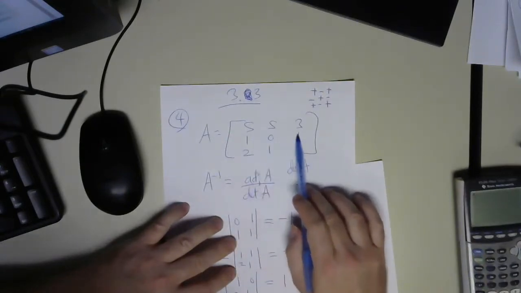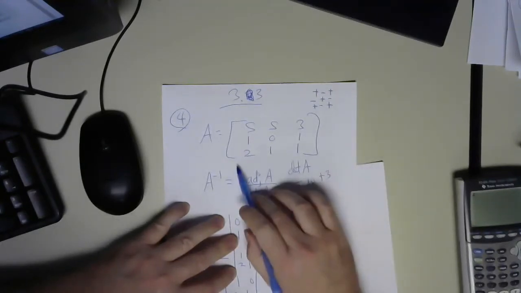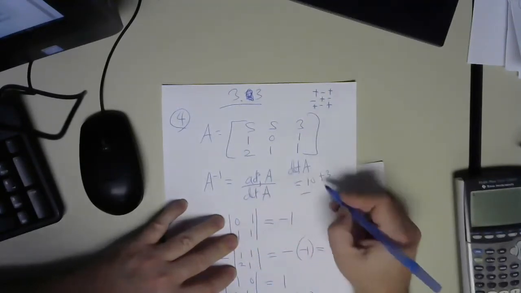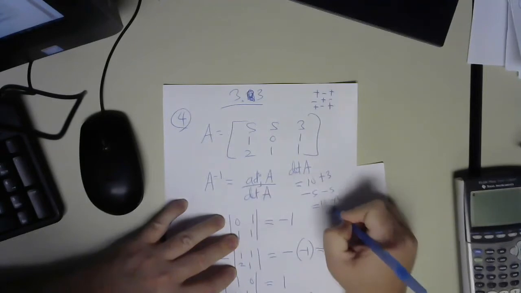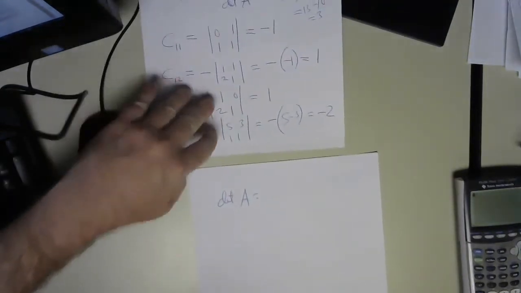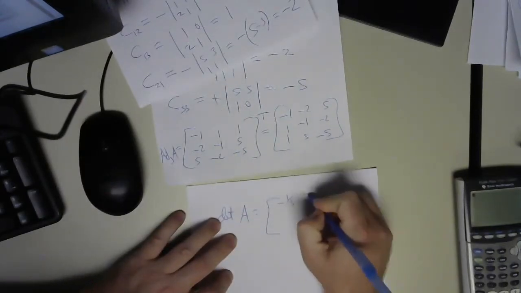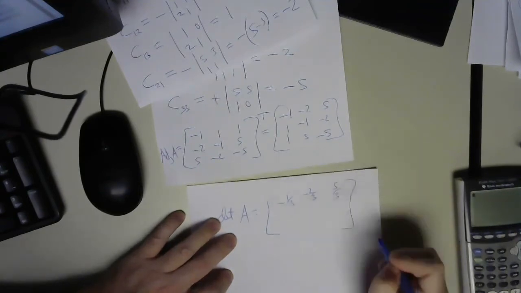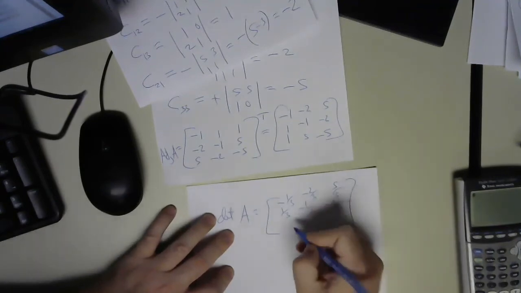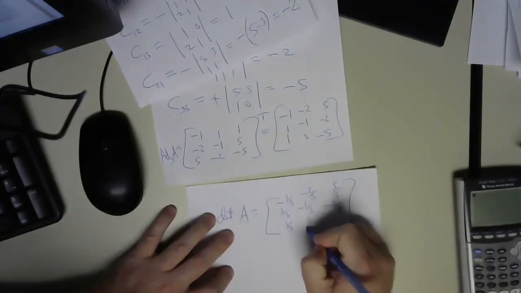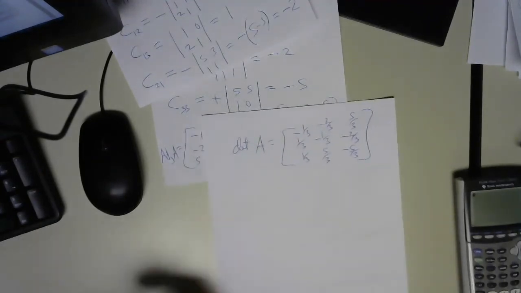So 0 plus 10 plus 3 minus 0 minus 5 minus 5. So it looks like 13 minus 10 looks like 3 is the determinant. So I'm just going to take my previous adjugate matrix and divide everything by 3. And that should be it. That should be the inverse. Easy to make a mistake on these things. But I guess you can always check it by multiplying by the original matrix and make sure you get the identity.